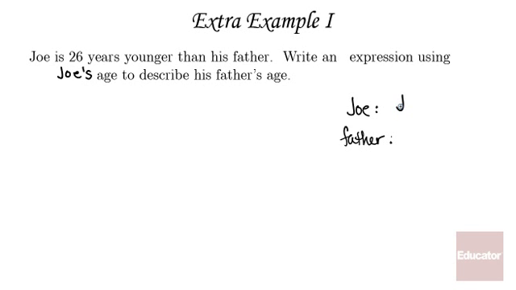His father is older than him, of course, and since he's 26 years younger, his father must be 26 years older than him. So you take Joe's age and add 26 more years. So now we've written an expression to describe his father's age, J plus 26. And we used Joe's age as the base.